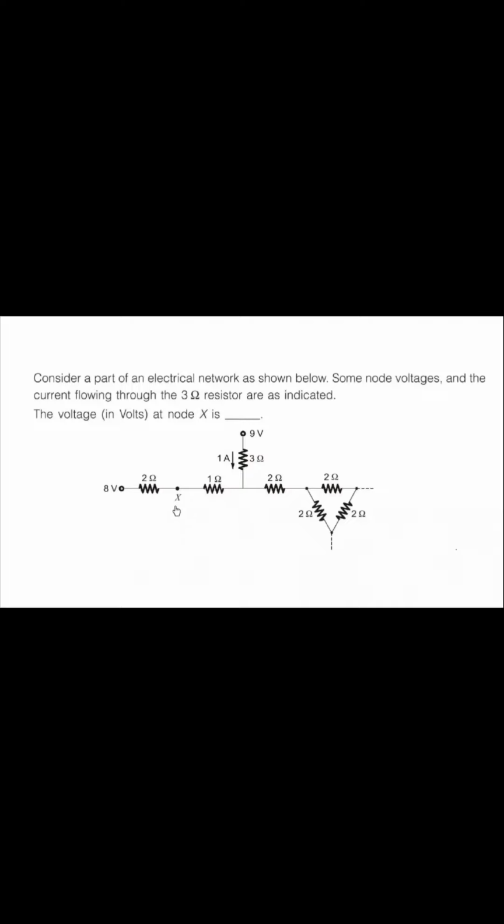We're asked to figure out the voltage at this node X. So how can we do that? Well, as we can see, there are a few things indicated. We can see that 8 volt is indicated at this node, and there is 9 volt indicated at this node, and there is 1 ampere of current flowing in this branch.